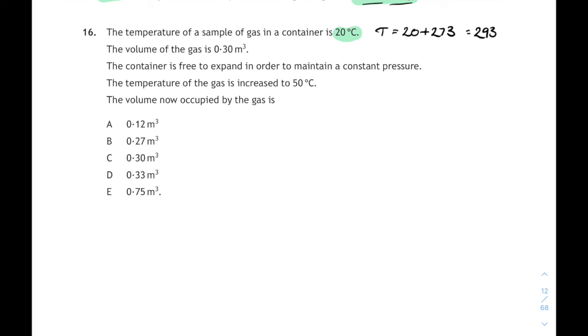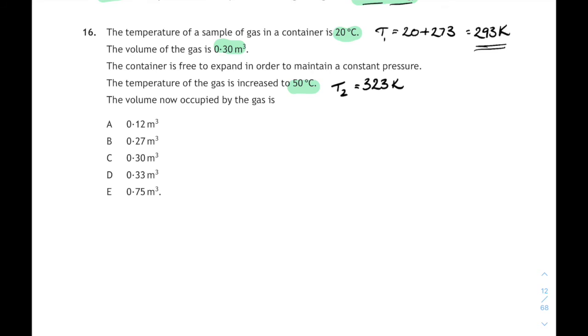293 Kelvin. And the volume is 0.3 cubic meters. And the container is free to expand in order to maintain a constant pressure. And the temperature of the gas is increased to 50 degrees C. Well, again, I would change that into Kelvin right away. So the second temperature will be 273 plus 50 is 323 Kelvin.